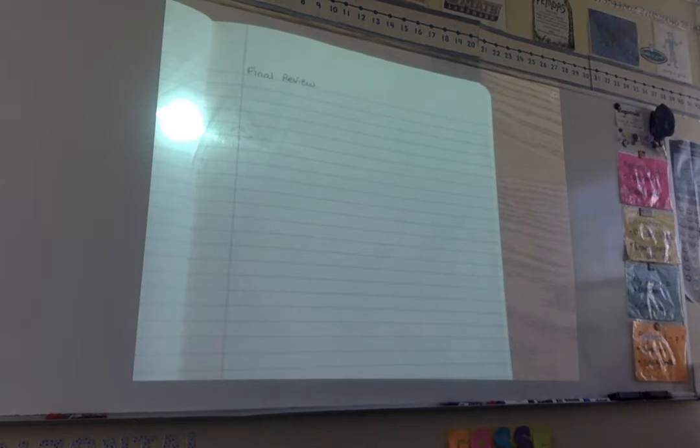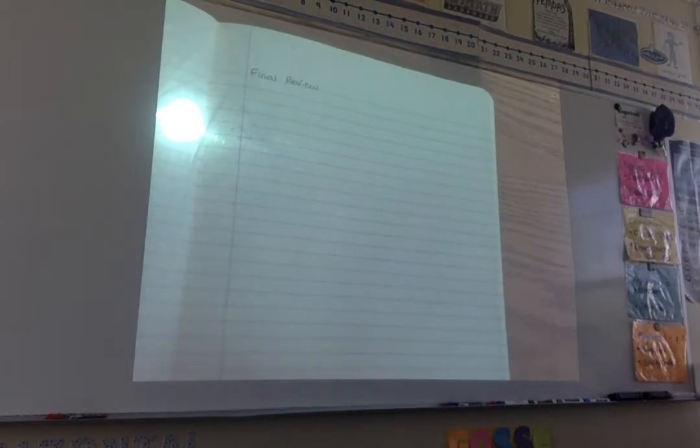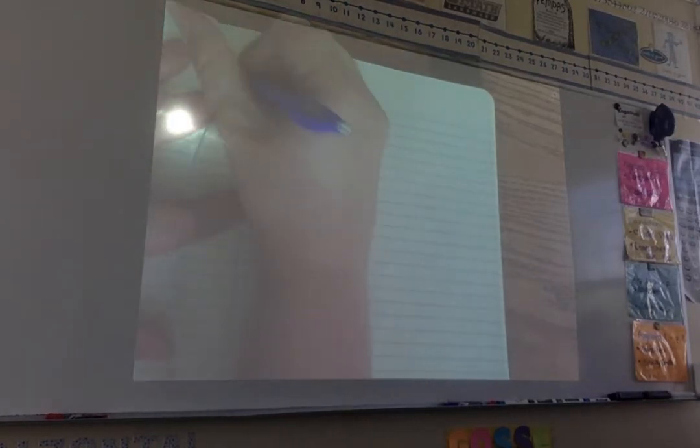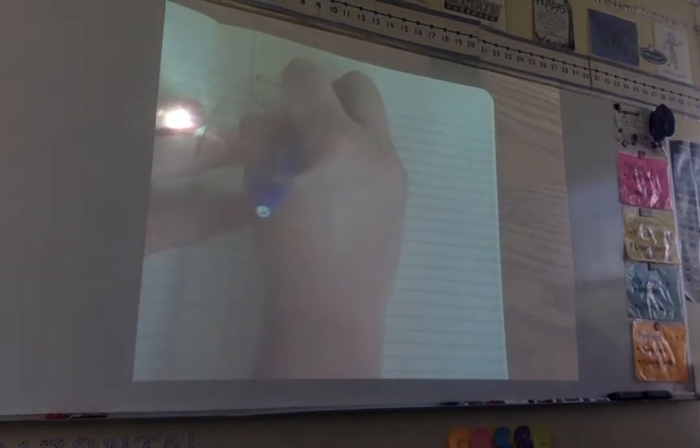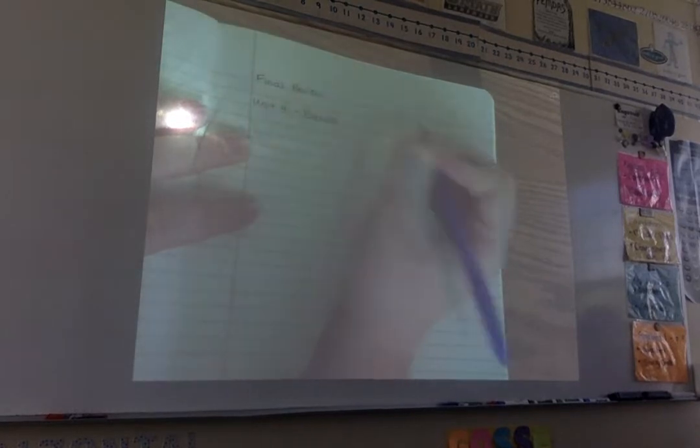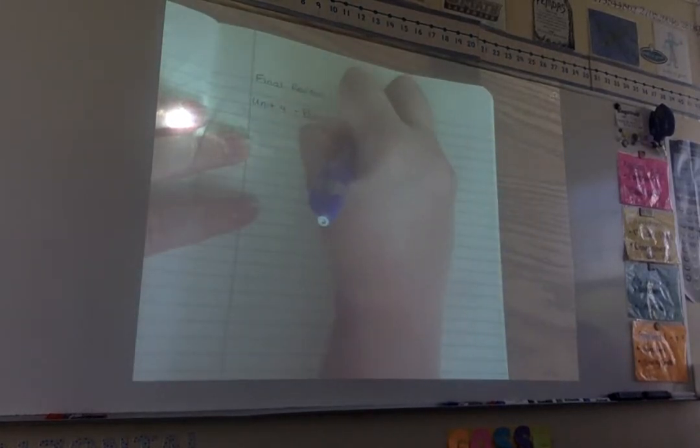Is there anything anyone would like me to specifically review? Liam? I don't understand perpendicular lines. Okay, so let's do a review of that. And because we're talking about perpendicular, it'll also be helpful to talk about parallel. So I'm going to label each question by unit. This is in Unit 4, and it's covering parallel and perpendicular lines.